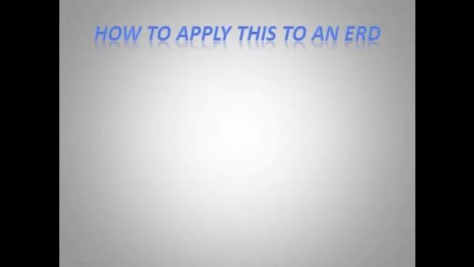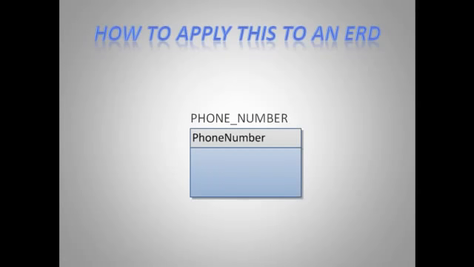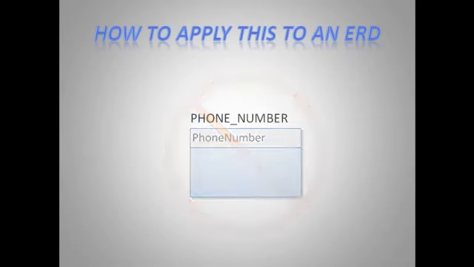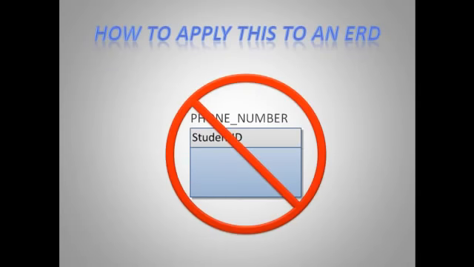As a rule, the primary key must be unique and can only appear once in an entity. If the phone number alone is used as the primary key, it can only be used once, and you will get an error if you try to use it for another student. If you use the student ID alone as the primary key, you will only be able to have one phone number per student.